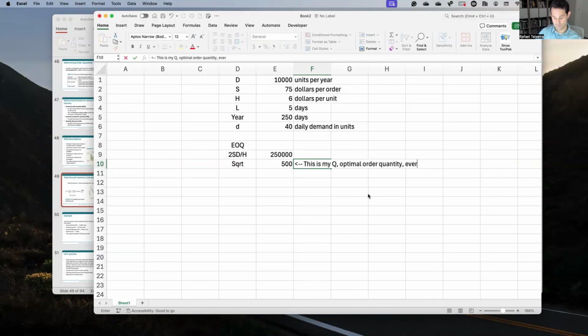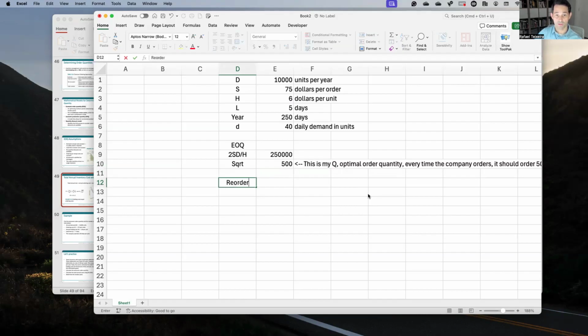Every time the company orders, it should order 500 units to maximize the economy. Okay, this is our Q, 500 units. Every time the company orders, it should order 500 units. Okay, that's the Q. Now the reorder point.